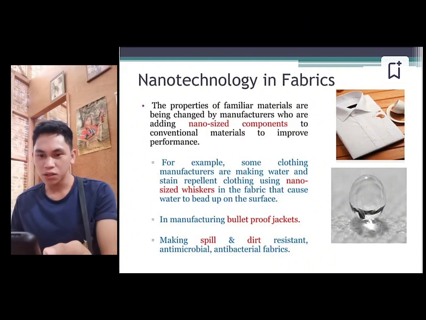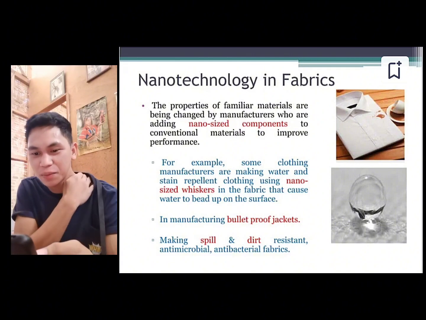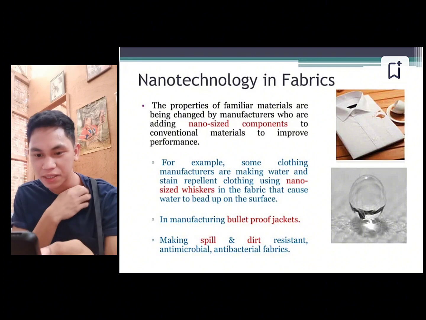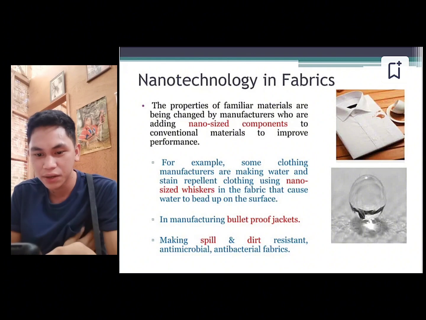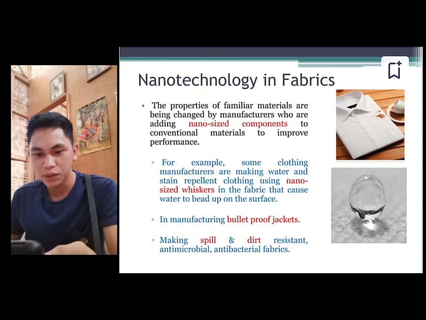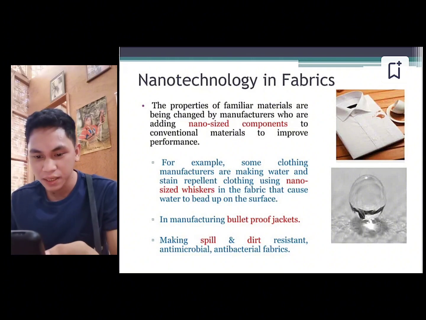Nanotechnology in fabrics. The properties of familiar materials are being changed by manufacturers who are adding nano-sized components to conventional materials to improve performance. For example, some clothing manufacturers are making water and stain repellent clothing using nano-sized whiskers in the fabric that cause water to bead up on the surface. Uses include manufacturing bulletproof jackets, making spill and dirt resistant, antimicrobial, and antibacterial fabrics.